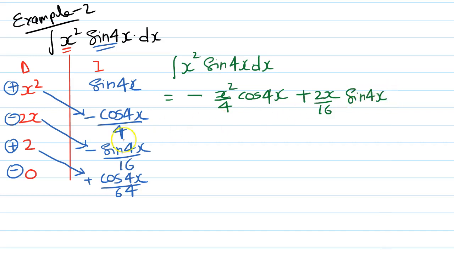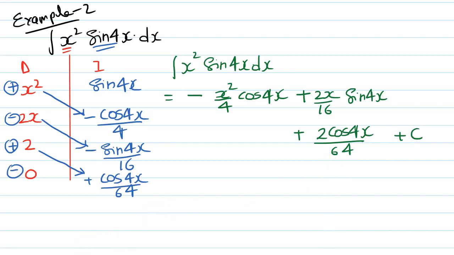Okay, and the next one will be, if you multiply plus and plus, so it will be plus 2 cos 4x over 64. Okay, and then we'll put constant c.